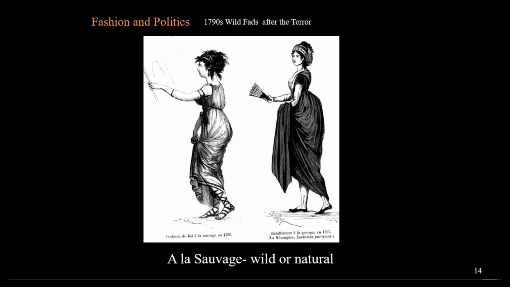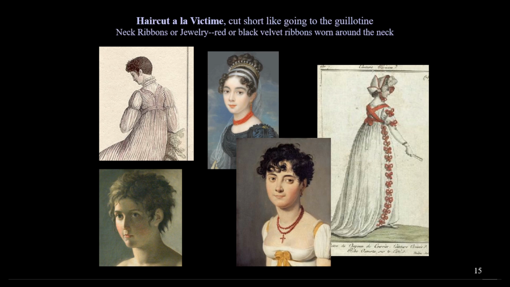There was a more extreme form of protest called à la sauvage. That was the punk movement of its day. Sauvage styles featured hair chopped off as if you were being led to the guillotine, and red or black ribbons or jewelry around the neck to imitate the cut of the guillotine.